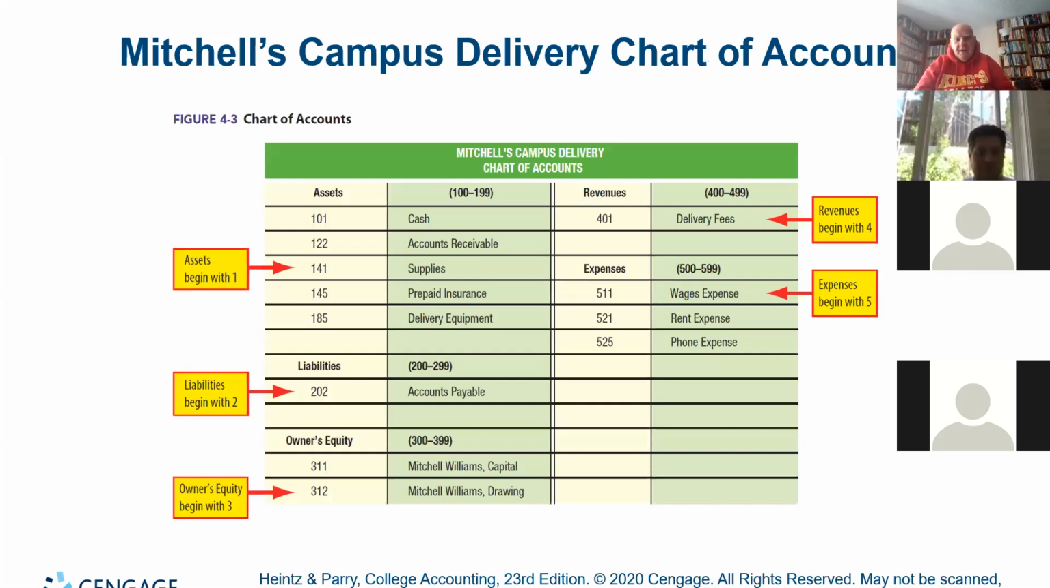And here's a look at a tiny chart of accounts. So let's get a little bit familiar with this, huh? Mitchell's Campus Delivery, huh? Well, he has a small business delivering pizzas to different campuses around here. Notice that it begins with 101, and that's very typical, 101. Now, a 3-digit code, you could have that.